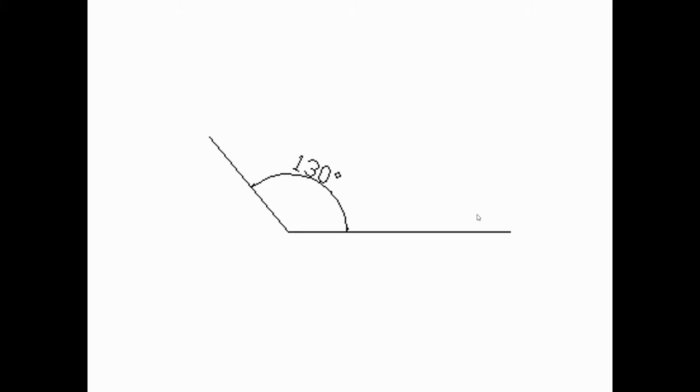All right, let's look at this one. It's 130 degrees. Look at how it is open. Here's our vertex. It's measuring 130 degrees. What kind of angle do you think this is? If you said obtuse angle, you're right. This is a big fat angle. It's bigger than 90 degrees.